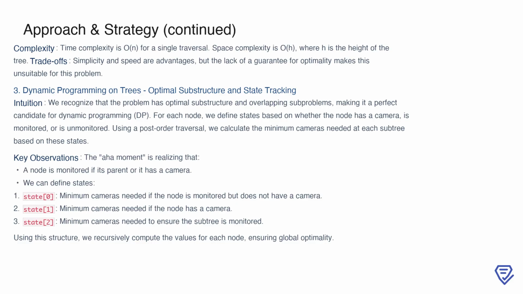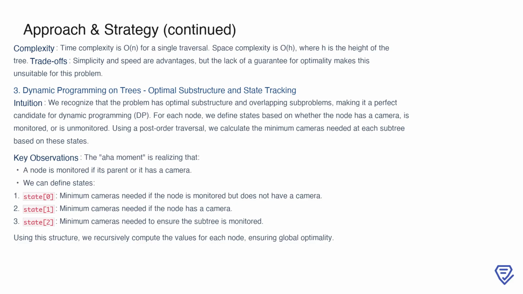However, its failure to account for global optimality leads us to consider a more robust strategy: dynamic programming on trees. This approach leverages the hierarchical structure of the tree and the problem's optimal substructure. By defining specific states for each node, we can systematically solve smaller subproblems and combine their solutions to achieve global optimality. Here's how we formalize this.